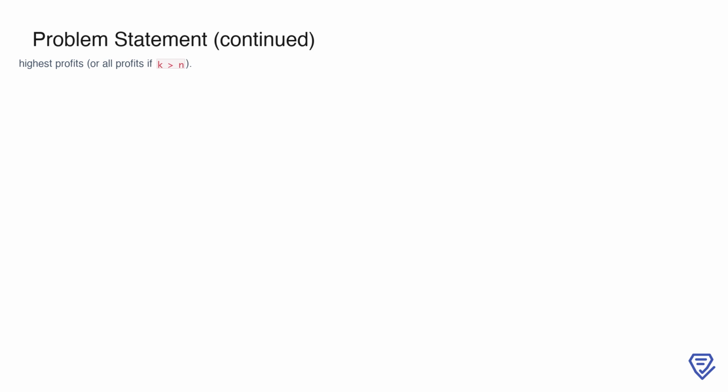On the other hand, if all capital requirements are 0, all projects can be started immediately, and the result will depend on the sum of the K highest profits, or all profits, if K is greater than the total number of projects. These scenarios highlight the importance of carefully analyzing the constraints to handle edge cases effectively.